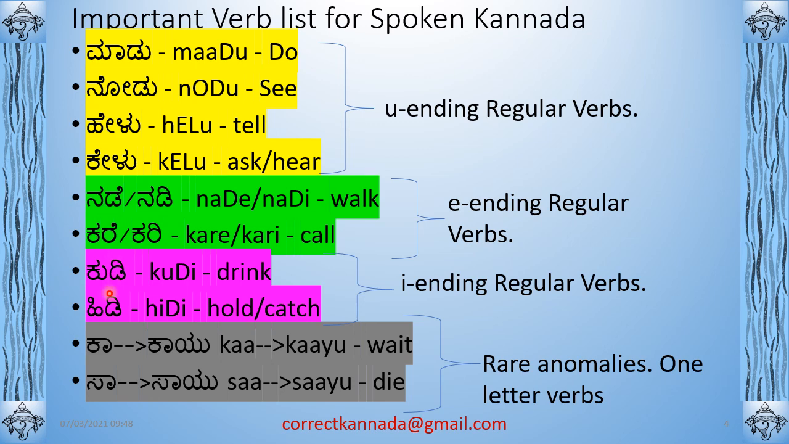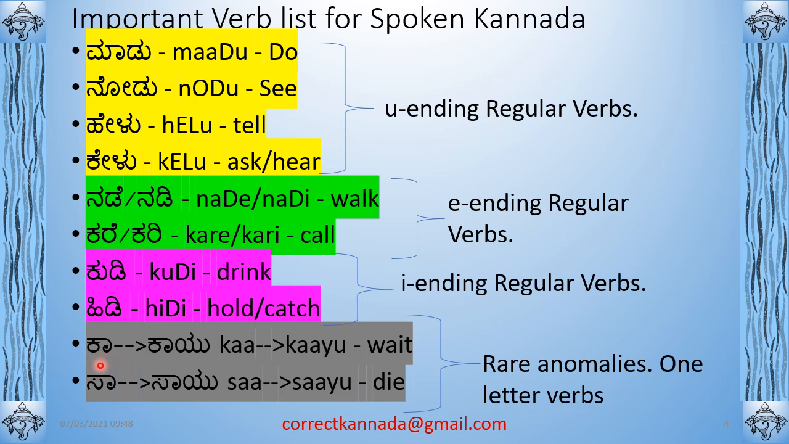Now the next type of verb in Kannada is the e-ending verb, which is kudi, hidi. These are e-ending regular verbs again. All of these are regular verbs. Then the fourth type are rare anomalies. They are not very common, but the verb itself could be common. There are only a handful of such verbs, which are the one-letter verbs.